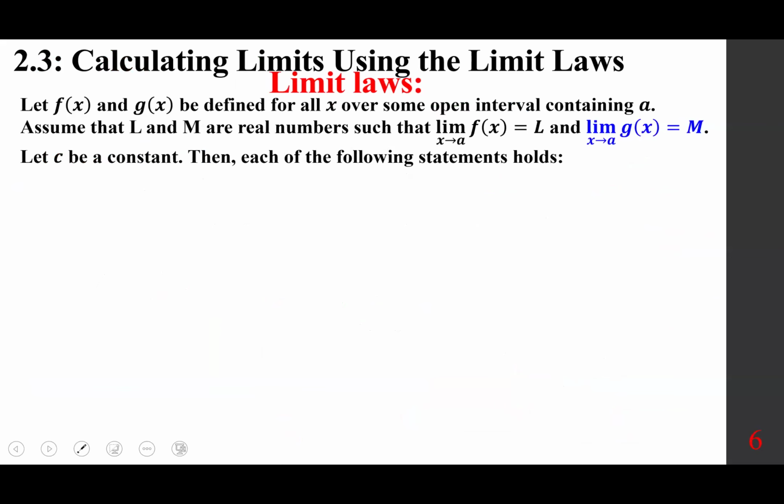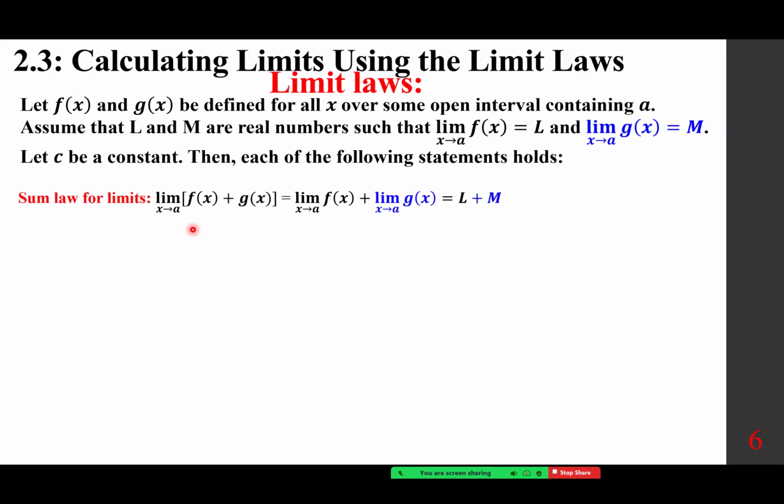Calculating limits using the limit laws. Let f of x and g of x be defined for all x over some open interval containing a. Assume L and M are real numbers such that limit of f of x as x approaches a is L, limit of g of x as x approaches a is M. And let C be a constant, just some number. Then each of the following statements holds.